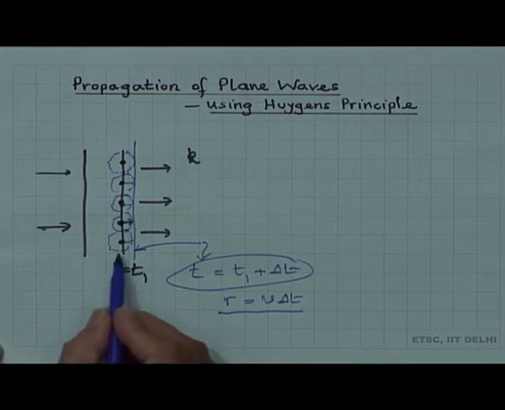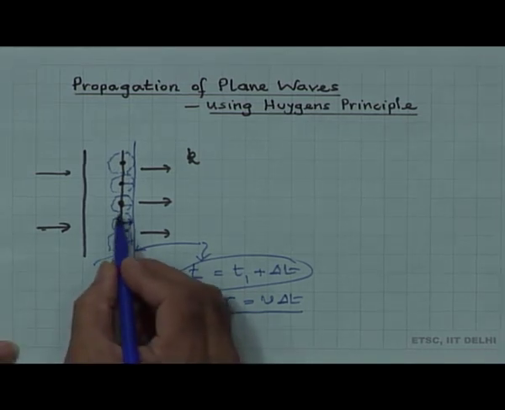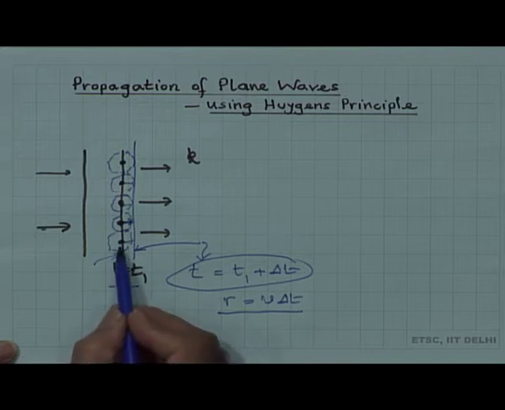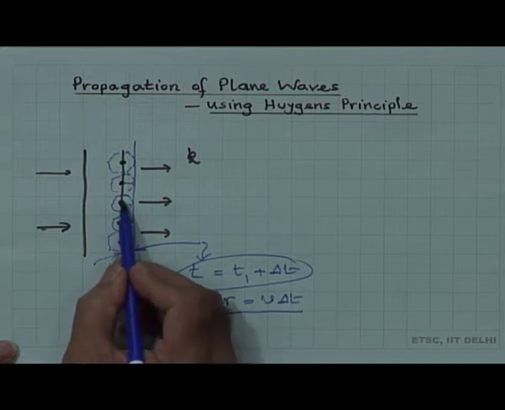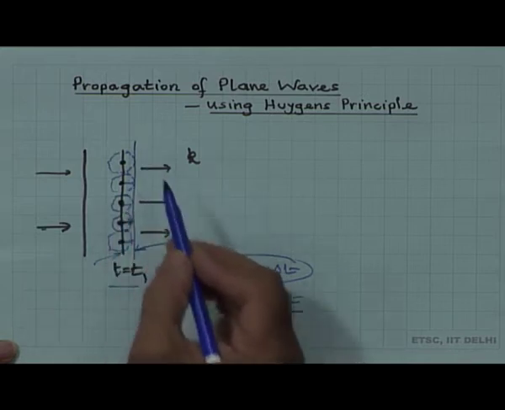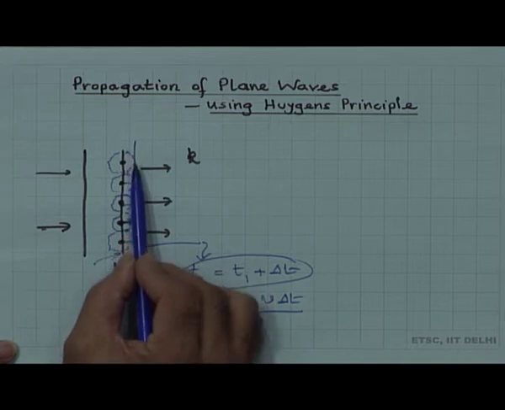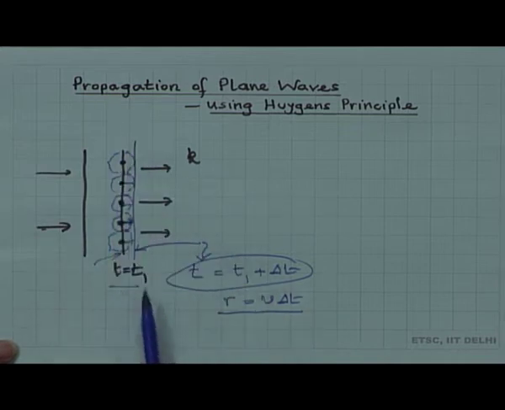Please let me repeat, the wavefront is plane at t equal to t1. According to Huygens' principle, every point on the wavefront here would act like point sources and give out secondary wavelets. The wavefront at a later time, that is t1 plus delta t, is given by the tangent to these secondary wavelets. So, you have a tangent which is here and they will be propagating outward. So, the wavefronts are propagating outward.